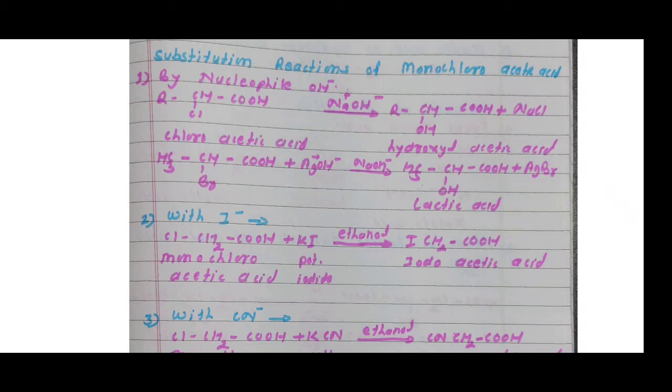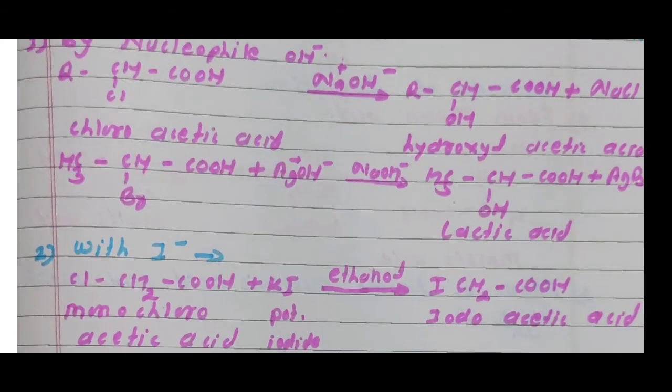When chloroacetic acid is treated with NaOH, sodium hydroxide, it gives hydroxyacetic acid, that is glycolic acid. Means Cl is replaced by OH. I am showing the general reaction. RCHClCOOH reacts with NaOH, where Cl is replaced by OH, forming RCHOHCOOH by releasing an NaCl molecule. Here hydroxyacetic acid is formed.